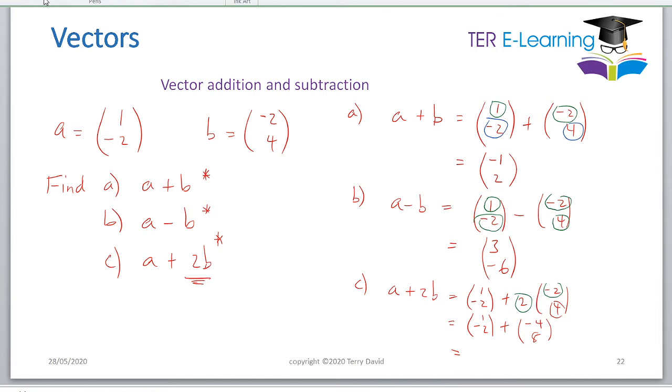So now we can do the addition. We're going to add corresponding values. So you're going to take 1 plus minus 4, which gives me minus 3. And then you're going to add the bottom piece now. Minus 2 plus 8 gives me 6, right? So this is what the vector a plus 2b is. So, are we okay with this?